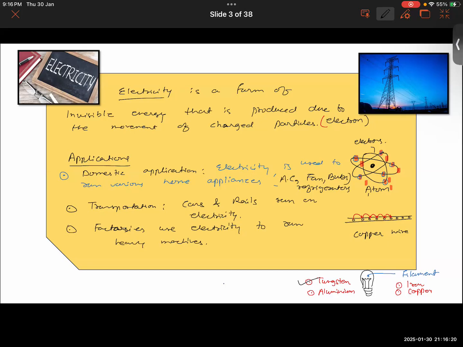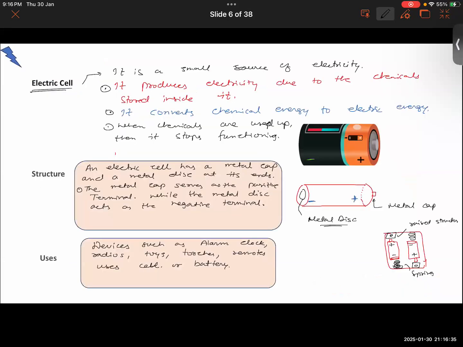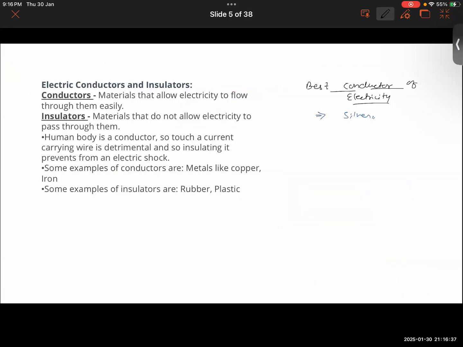No, no, no. You are taking another meaning of the term conductor. That's a different thing. Conductor and insulator are two different things. Let me explain that first. What do we know about conductors? Conductors are those materials that allow electricity to pass through them.